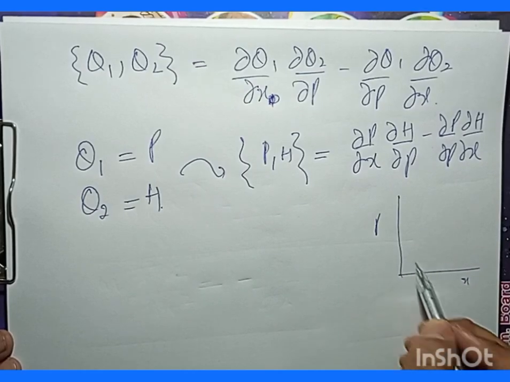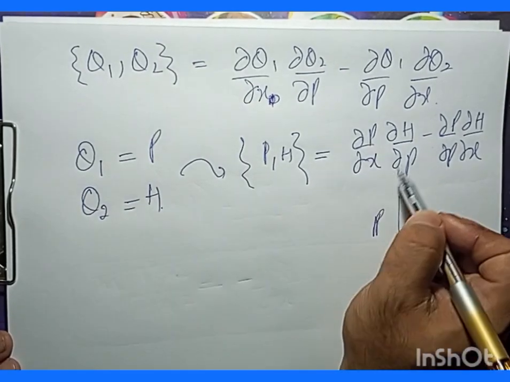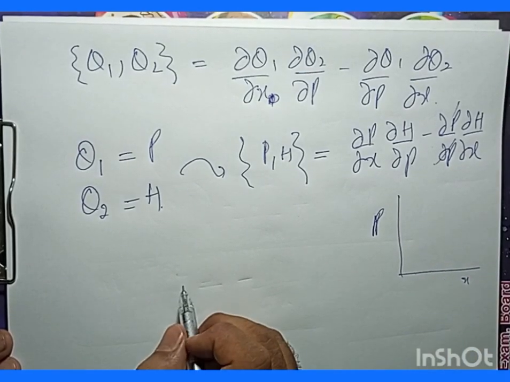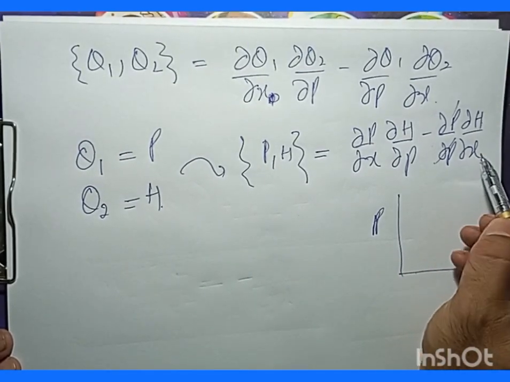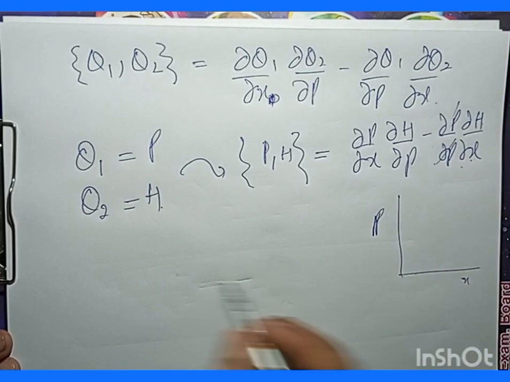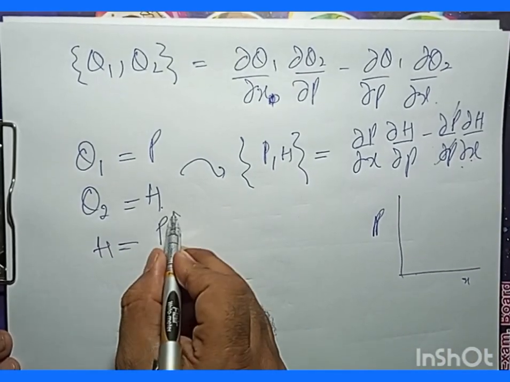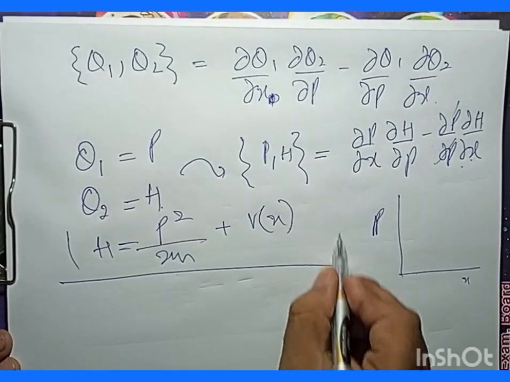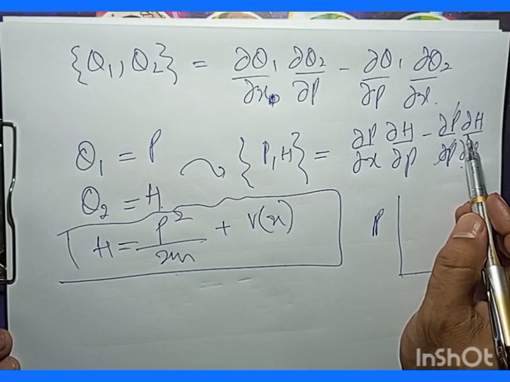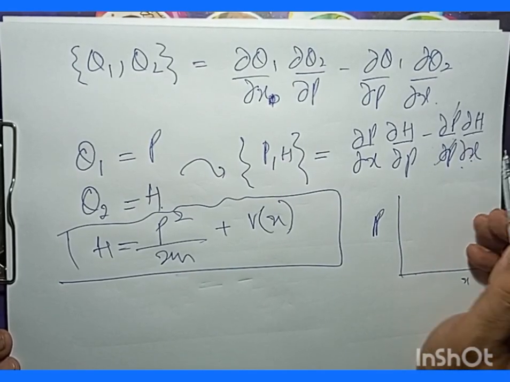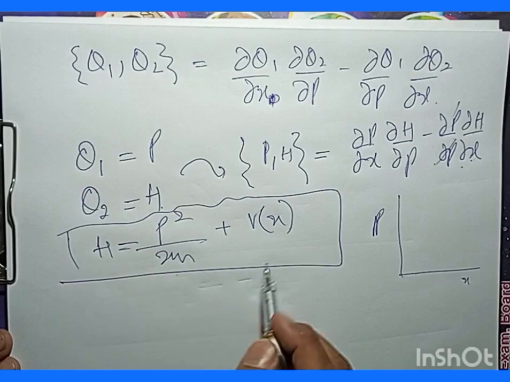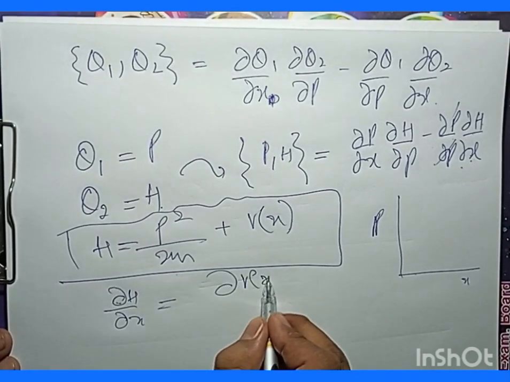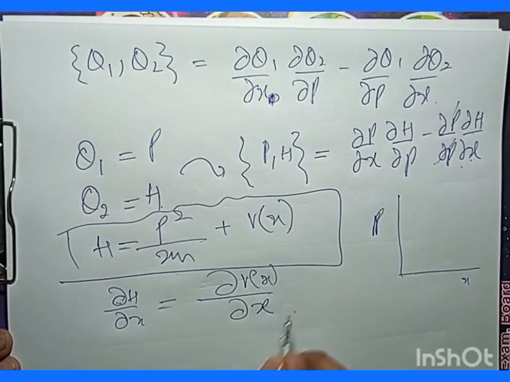And we can immediately see here that we have a phase space of position and momentum. This position is independent of the momentum of the particle, so this derivative will take this whole term equal to 0. And here dou p and dou p will go, and what will be left is dou H by dou x. But what is H? H is nothing but the summation of the kinetic energy of the particle and the potential energy of the particle. So for this case, dou H by dou x will be dou V of x by dou x. That should be the case.